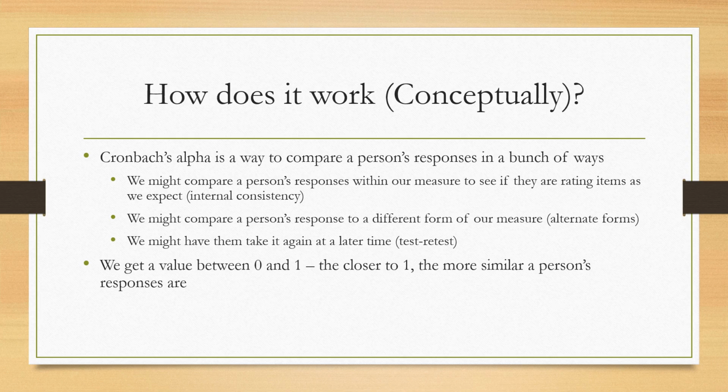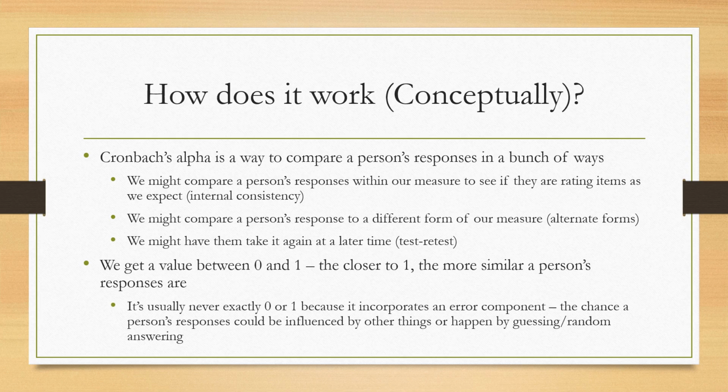If we were doing alternate forms or test-retest, it would be looking at the similarities: did your responses match more or less what you gave the first time or across different forms of the measure? Now, it's usually never exactly 0 or 1 because Cronbach's alpha has an error component included in the math. It is accounting for the chance that a person's responses can be influenced by a bunch of different things, the randomness of the universe, or that they are potentially guessing or answering randomly.